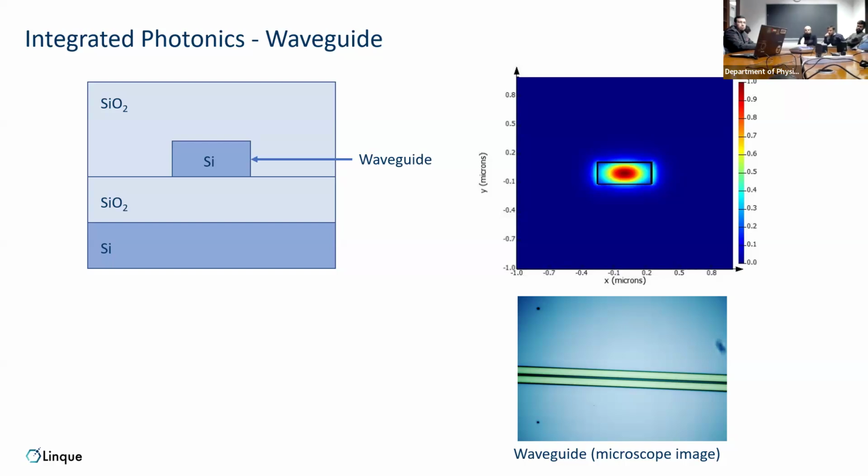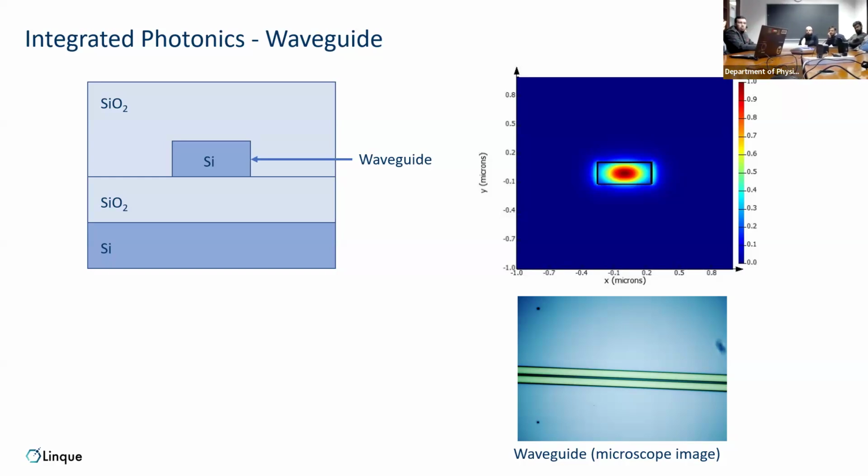So, for example, 10 nanometers or 15 nanometers. And on the right side, you see the simulation of the mode profile. On the bottom, you see a microscope image of how the structure looks. So basically you etch away, and then you have this waveguide in the middle.